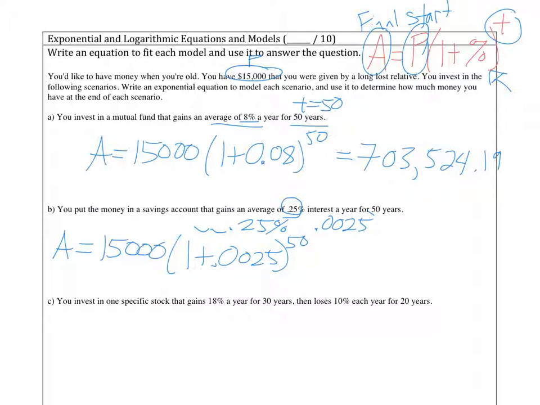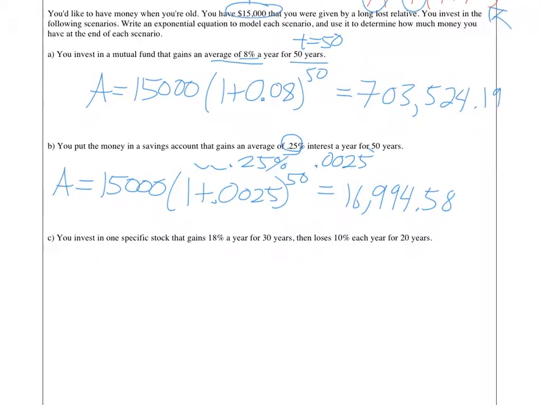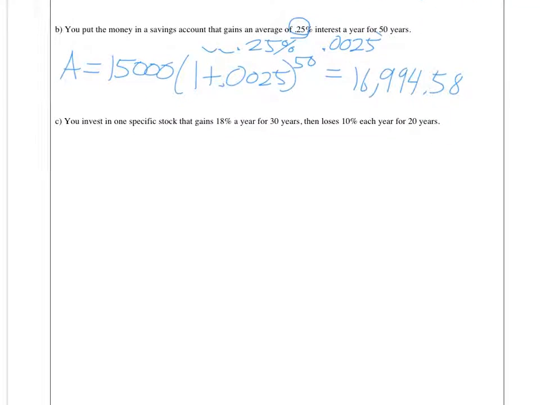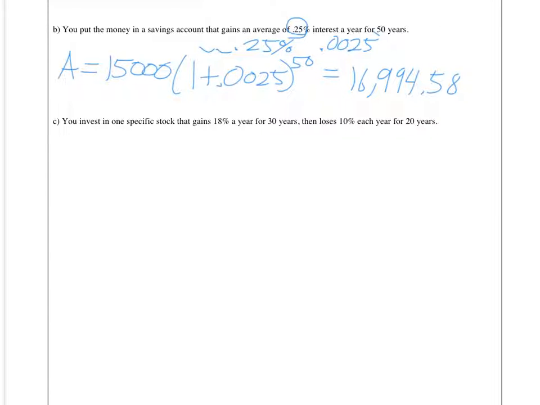And when I plug that into Desmos, we end up with $16,994 and 58 cents. I don't think it takes a finance genius to see that our first option with $703,000 is better than that $16,994. Finally, we've got a kind of double problem here.